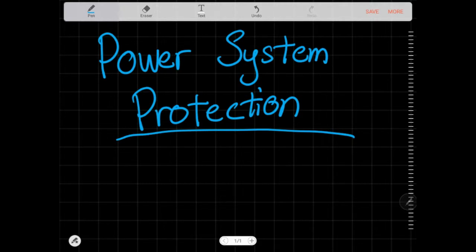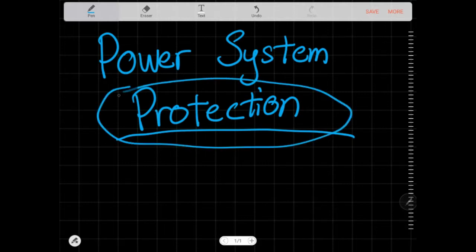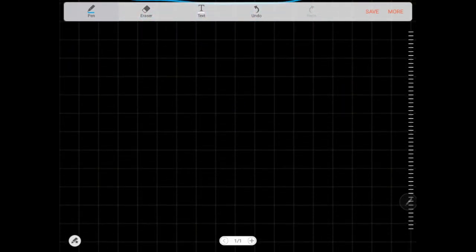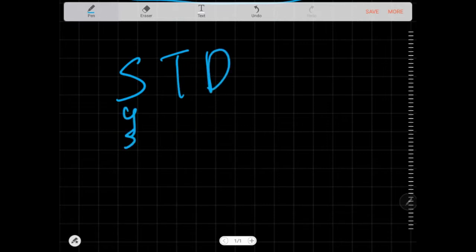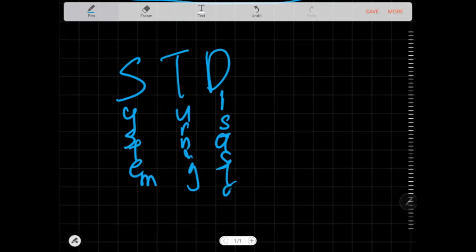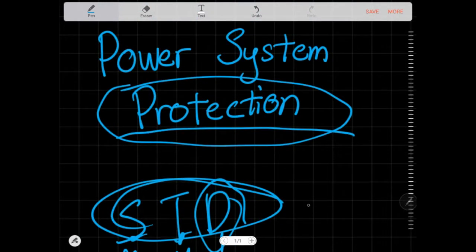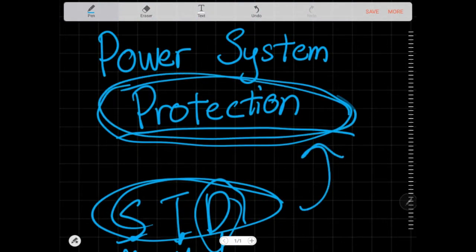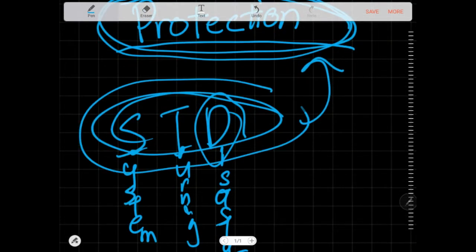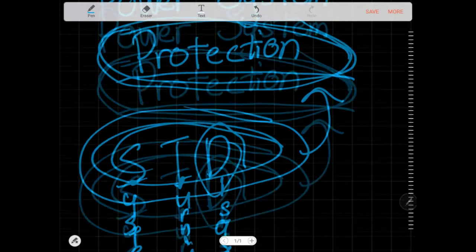So the purpose of power system protection is so that you can avoid what you call STDs. Okay, what is STD? System turning disaster. If you want to avoid the system turning into a disaster, you go and look for protection. So good protection will avoid all this disaster. Okay? That is what protection is for.